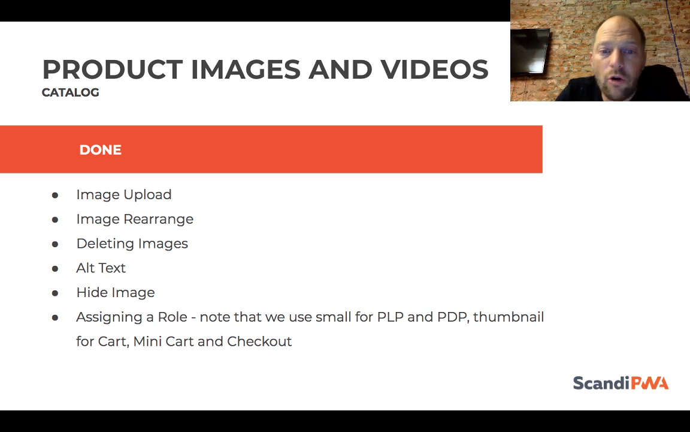You can also assign a row, and note that we use 3 rows. Small for listing page and for product page, and thumbnail for cart, mini cart, and checkout. And we also have inbuilt zoom functionality, so the original image, and it's not a row as such, it's just an original image, will be shown when you zoom.